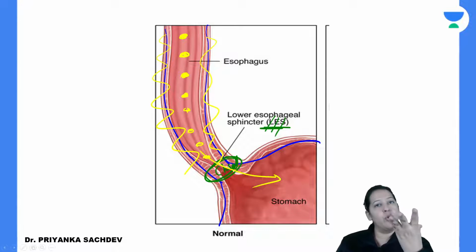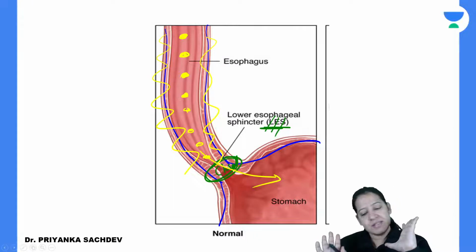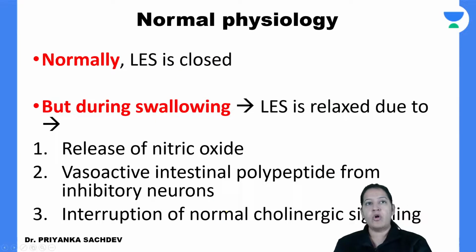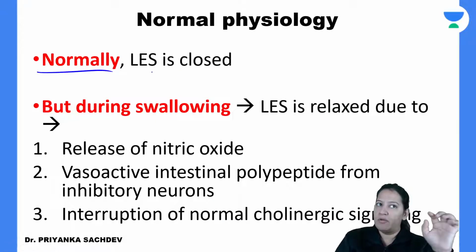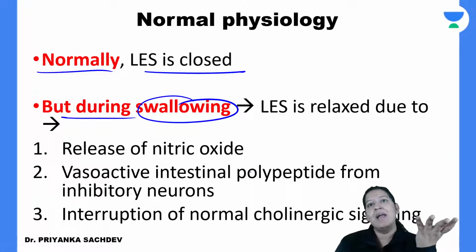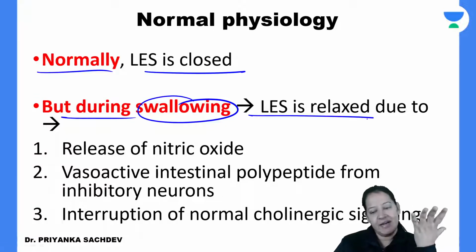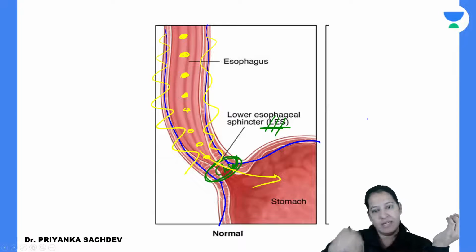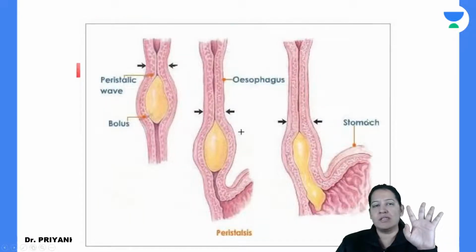At that time only it opens. After that it closes again. So this is the normal physiology of LES. Normally LES is always closed. But during swallowing, when the wave of peristalsis is coming, at that time LES is relaxed and opened to allow the food particle from the esophagus into the stomach. This is normal physiology.